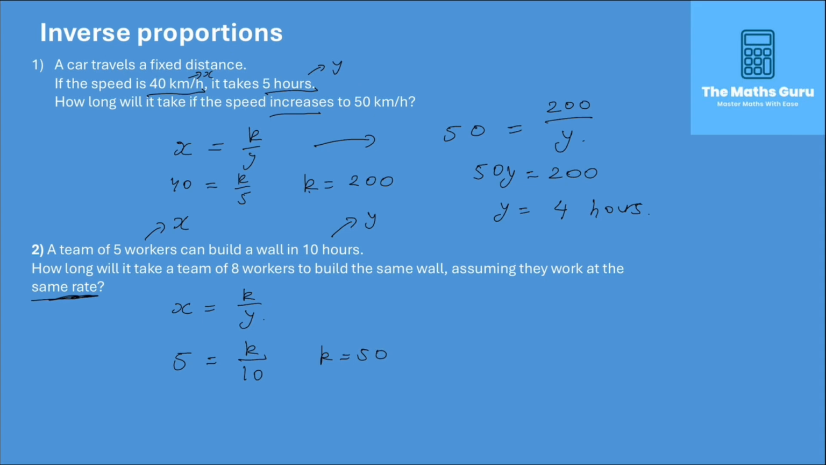Then setting up our new equation with our new x, we say that 8 is equal to 50 over y, making our new y 50 divided by 8, which is equal to 6.25 hours. And this shows how this equation was inversely proportional, because as the workers went up, the time taken went down, which makes complete logical sense if we were to think about it outside of the question.